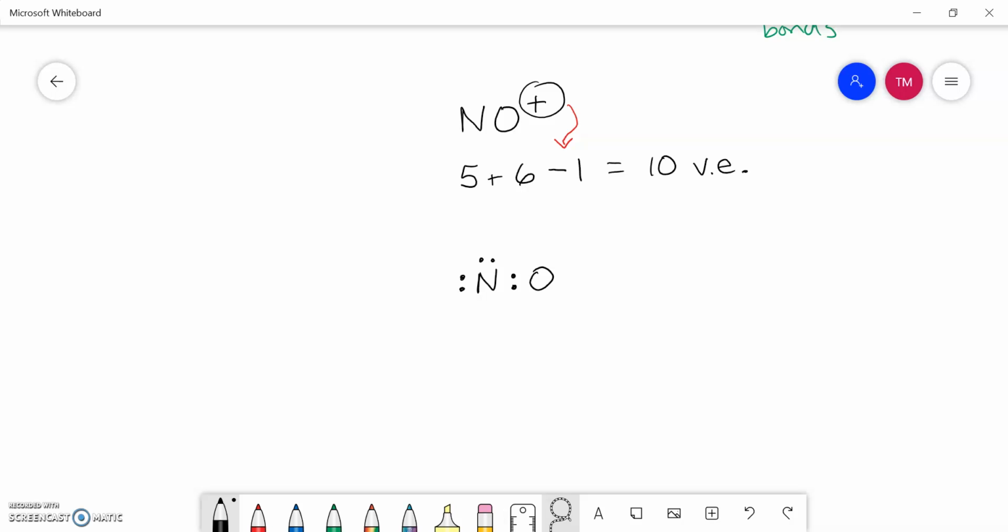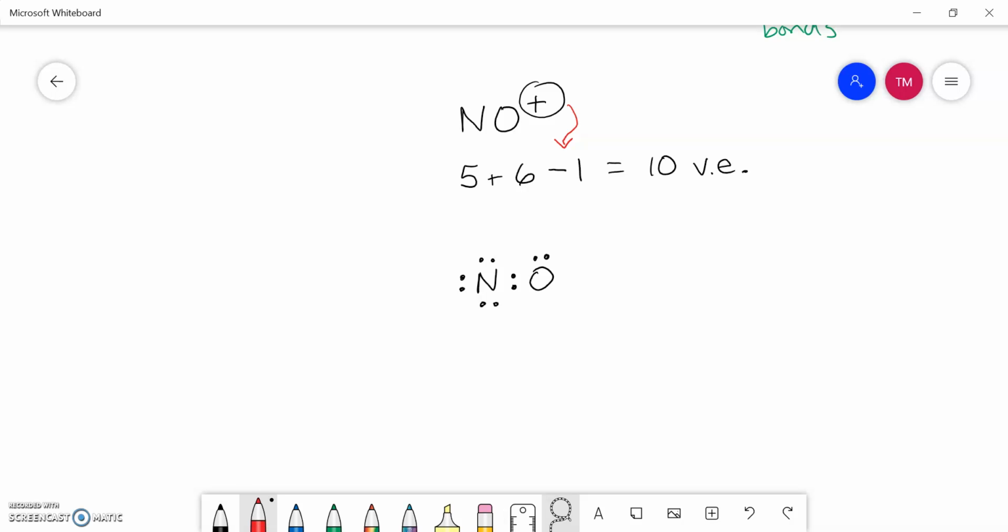And it doesn't really matter which one you start with in this case. There's our 8. We'll go ahead and put the last 2 on oxygen. All right, so nitrogen looks pretty good. It's got its 8, but oxygen only has 4. That's not really fair. So we need to share more.